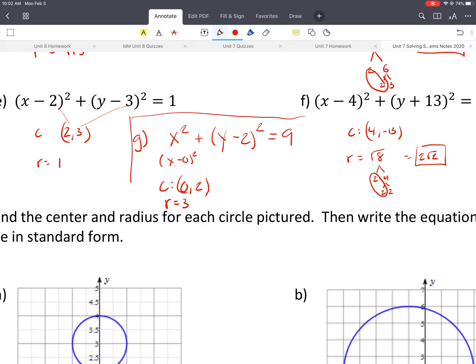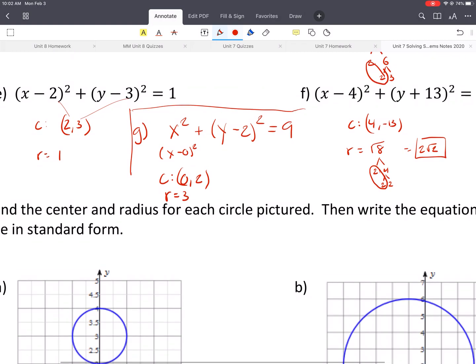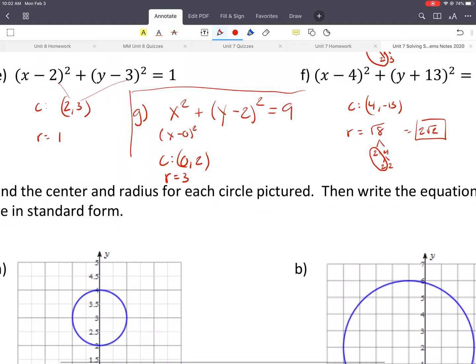So just be aware of that, where you can have a parenthesis that the h is 0, or the k is 0, or both. You could have something like x squared plus y squared is equal to 9. So where the center would be 0, 0, and the radius would be 3.